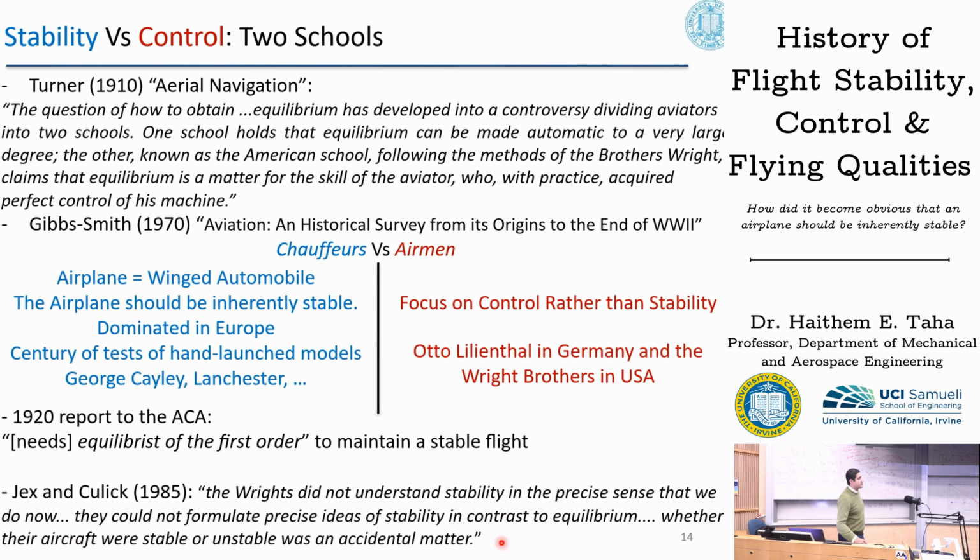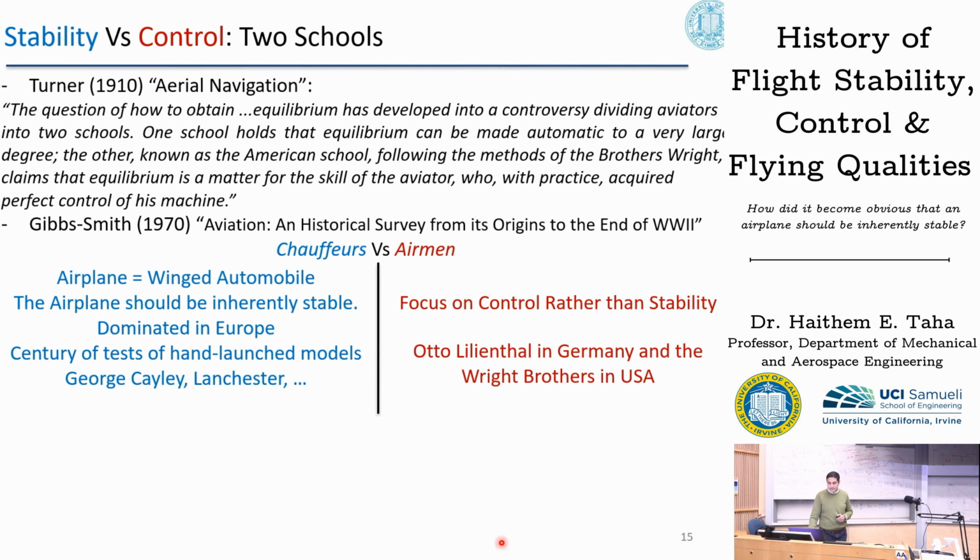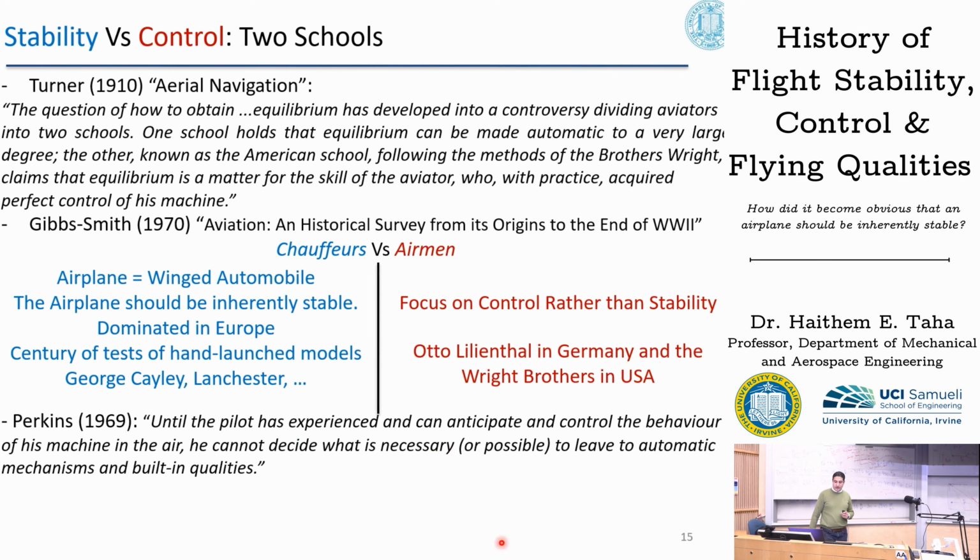And this makes sense because the Wright brothers did not receive a formal education. They were amazing tinkerers, inventors, with great hand skills, but formally and rigorously formulating the stability problem was something out of their reach. In fact, Perkins, in his von Karman lecture, wrote, until the pilot has experienced it and can anticipate and control the behavior of his machine in the air, he cannot decide what is necessary or possible to leave to the automatic mechanisms and built-in qualities.